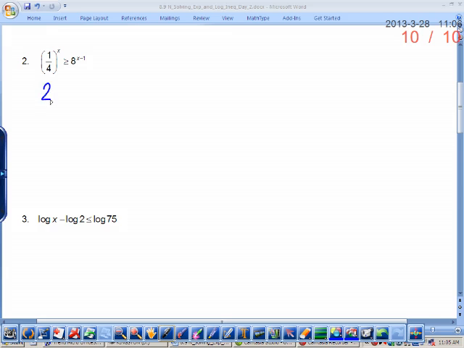I would choose to use a base of 2 here. 2 raised to what power gives you 1/4? Negative 2. And 2 raised to what power gives you 8? 3. All right, keep going.